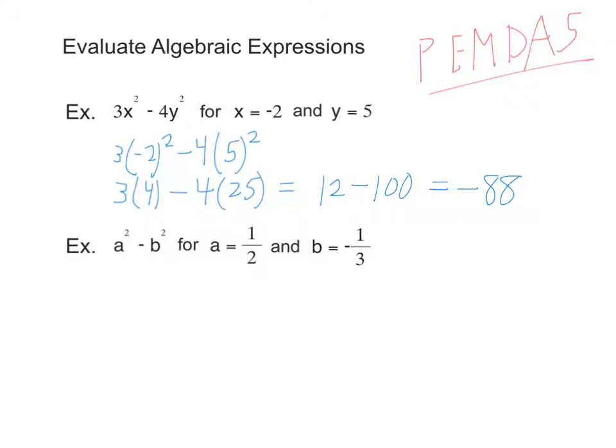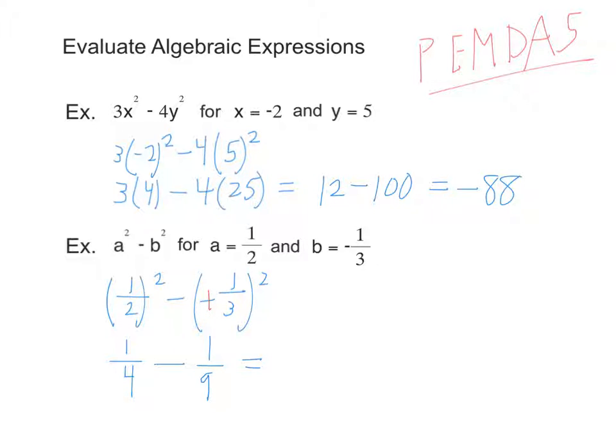The next one, I'm substituting 1/2 in for A and negative 1/3 in for B. According to order of operations, the exponents need to be done next. When you square a fraction, we square the numerator and the denominator. So I'll have 1 squared over 2 squared. For negative 1/3 squared, I'm going to go ahead and square the negative, which will make it positive. 1 squared over 3 squared.